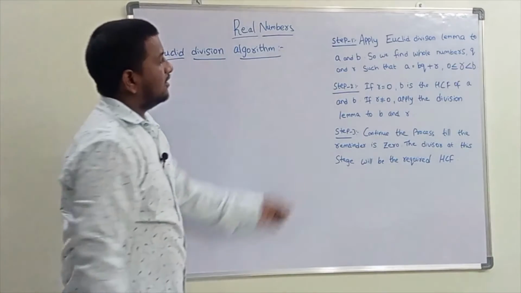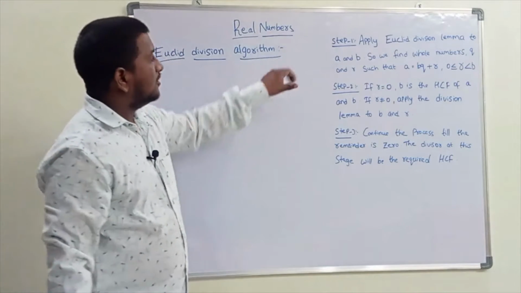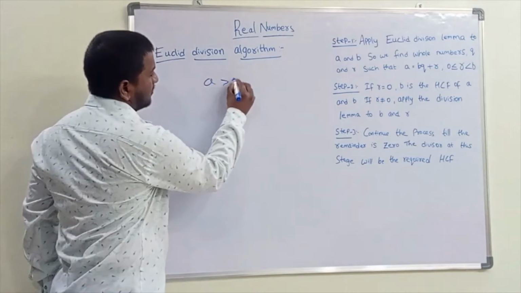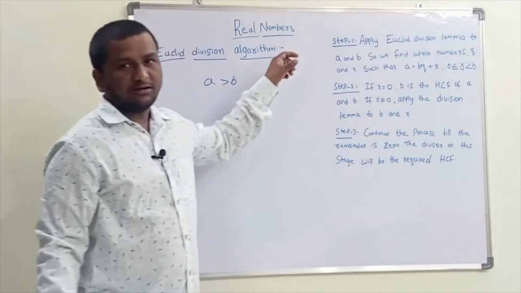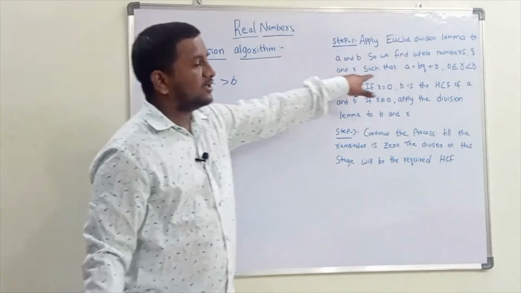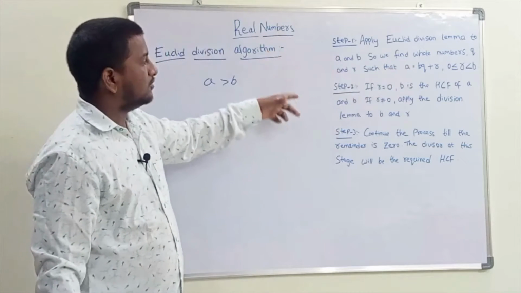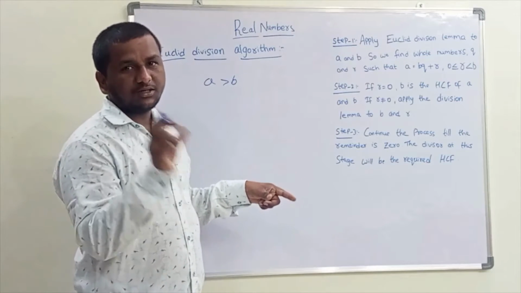So let's say two integers a and b are given. Here a should be greater than b. Let's take a greater than b, and we can write, as we learned yesterday, a equals bq plus r, using Euclid's division lemma. Now the next step depends on the remainder.